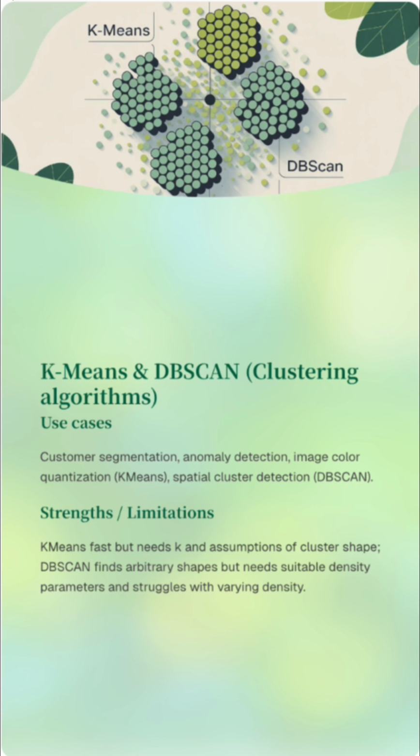Now let's talk about clustering algorithms, specifically K-means and DBSCAN. They're commonly used for customer segmentation, anomaly detection, image color quantization with K-means, and spatial cluster detection with DBSCAN. Here's how they differ. K-means is fast and efficient, but it requires you to predefine the number of clusters and assumes they have a roughly spherical shape. DBSCAN, on the other hand, can find clusters of arbitrary shapes and automatically detect outliers, but it needs carefully tuned density parameters and can struggle when cluster densities vary.